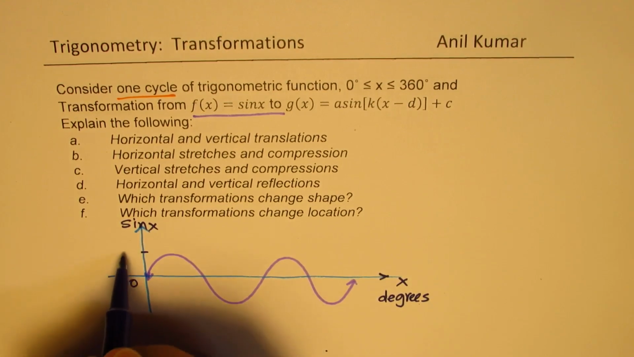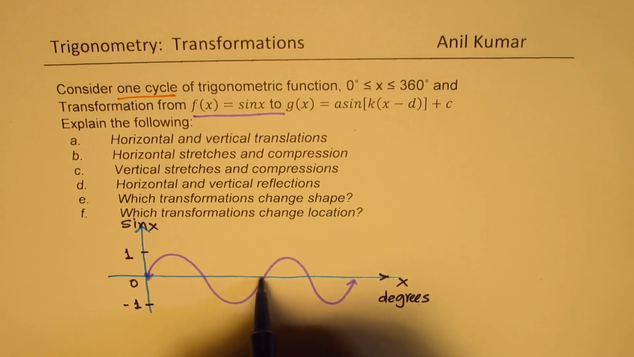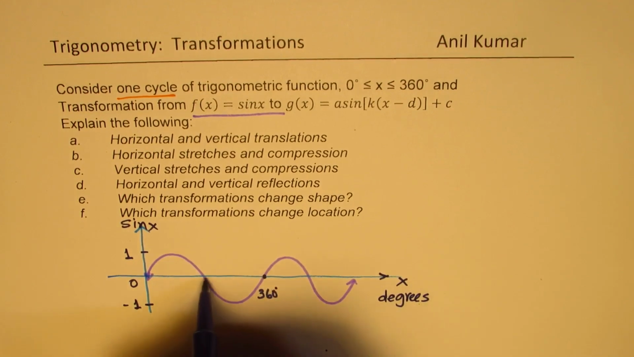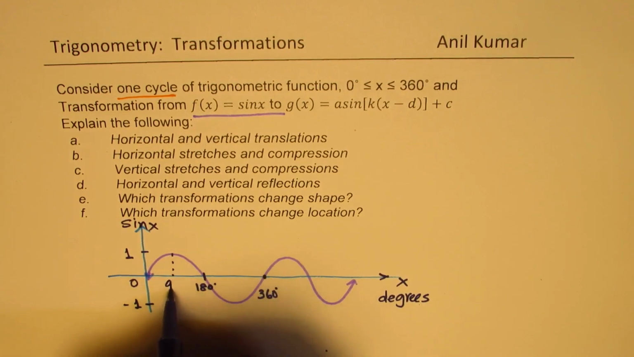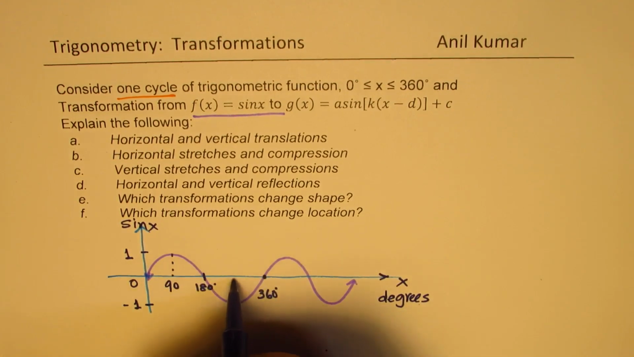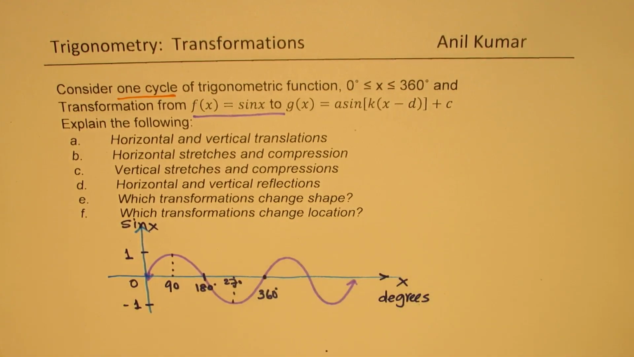So for sine, the maximum value is 1. The minimum value is minus 1. This time period, one full wave, that time period is 360 degrees. So at 180 degrees, it is 0. At 0, it is 0. At 90 degrees, we have value of plus 1. At 270 degrees, it is minus 1, right? And it gets back to 0 at 360 degrees.